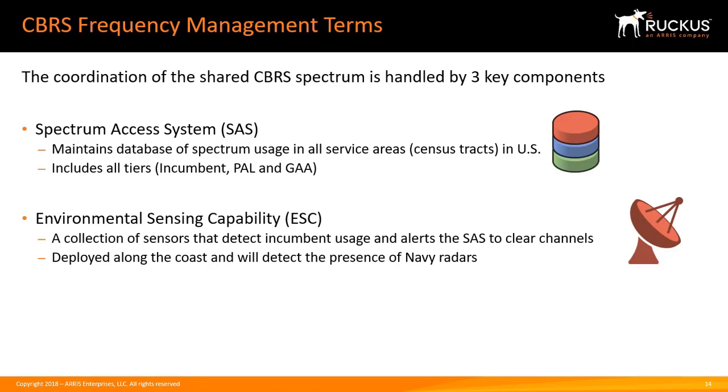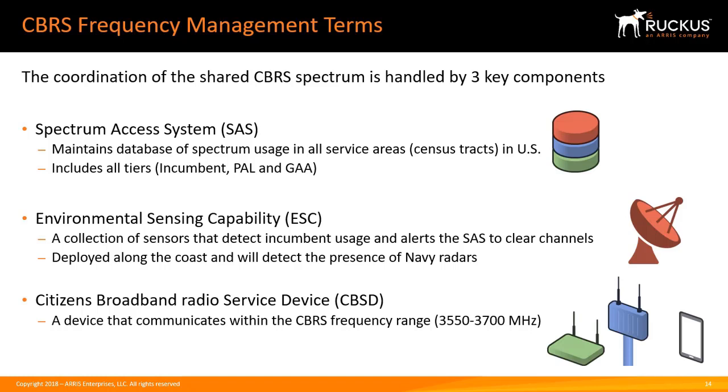Next is the Environmental Sensing Capability, or ESC. This functionality is critical for the detection of incumbent users. Remember, incumbents can begin operating at any time, and any lower tier users in the channel space are required to stop transmitting on their frequency immediately. When a Tier 1 signal is detected, the ESC will alert the SAS, which in turn will send a signal to devices using the frequency, informing them of the requirement to relinquish it.